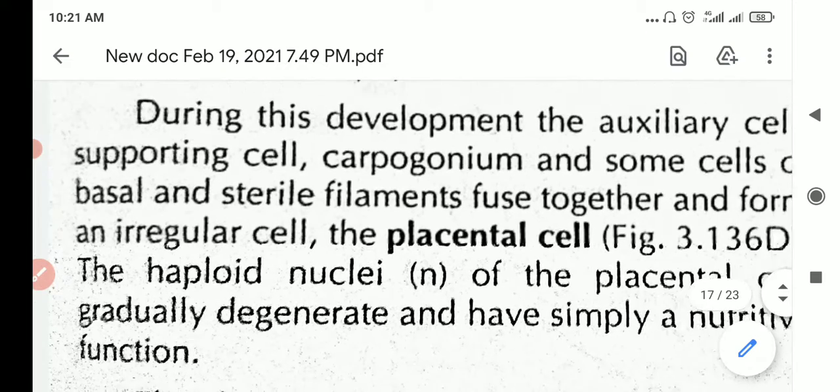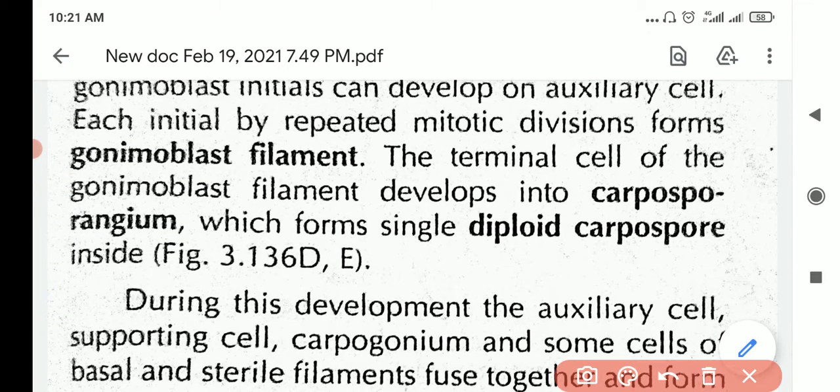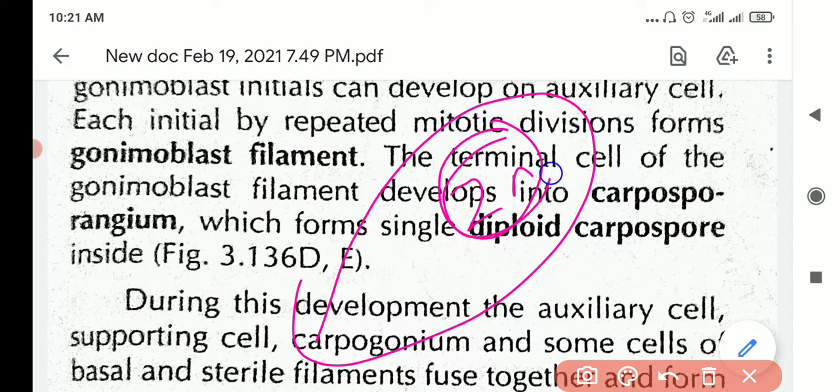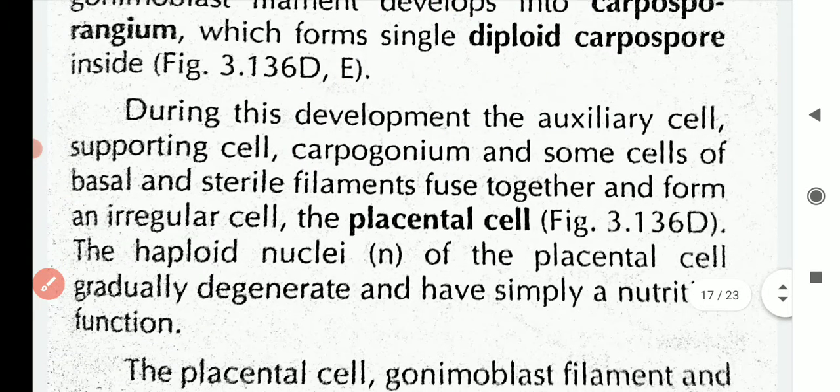Okay, so one minute, where were we? Okay. So the carposporangium will form a single diploid carpospore. Okay, so now we have reached a spore. This is the carposporangium, then this is the diploid spore. Okay, this one inside, carpospore. We have already seen the diagram.